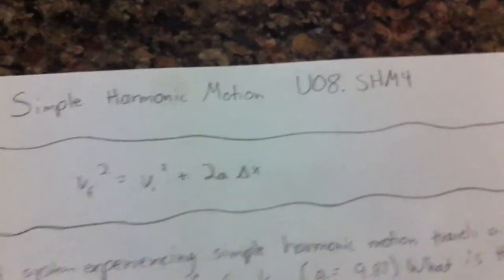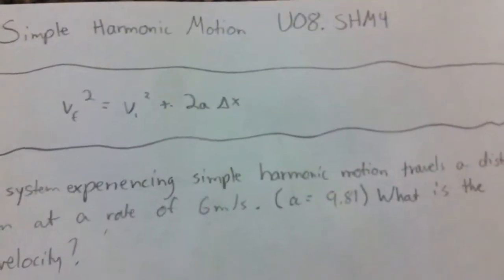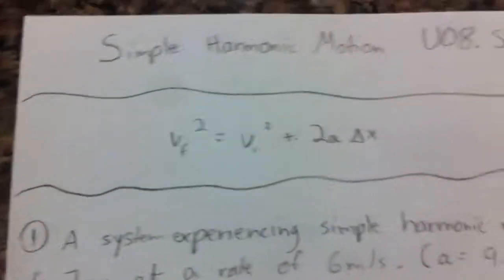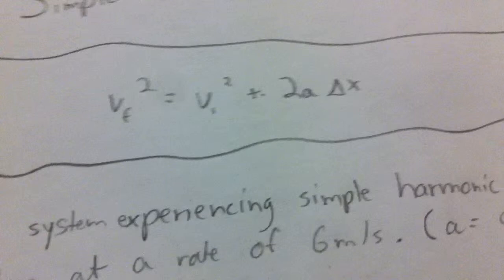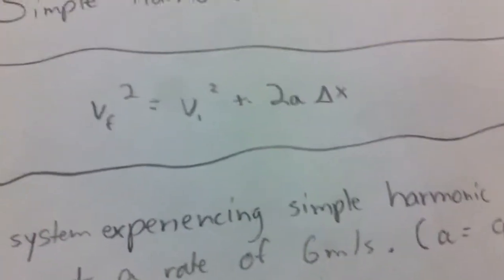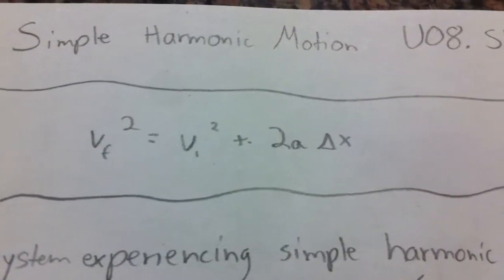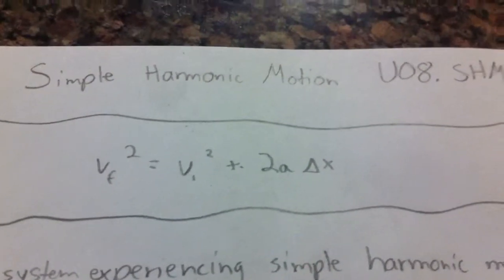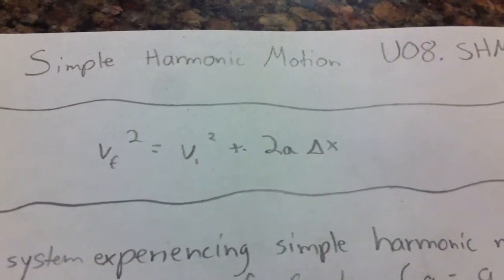U08.SHM4. And today we will be calculating displacement, velocity, and acceleration for systems experiencing simple harmonic motion. So the equation that we're going to use for these problems that encompasses all displacement, velocity, and acceleration is the final velocity squared equals the initial velocity squared plus 2 times the acceleration times the change in displacement. So now that we know that, let's try out a problem.